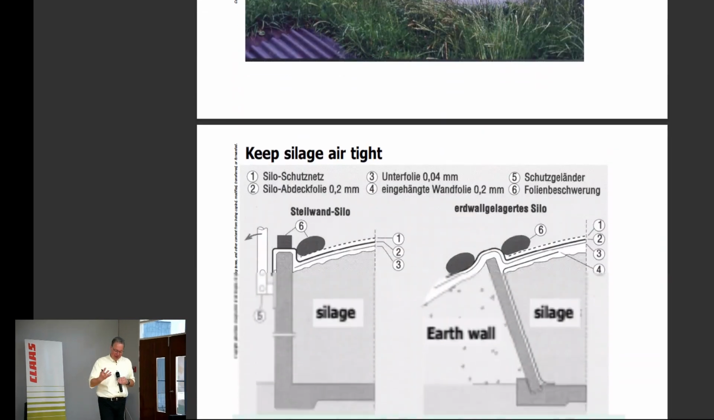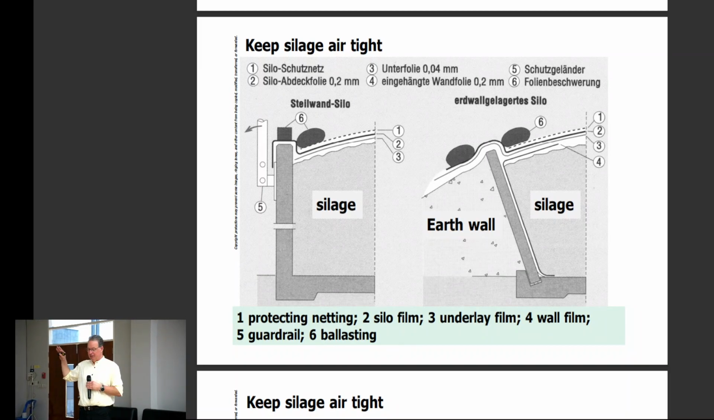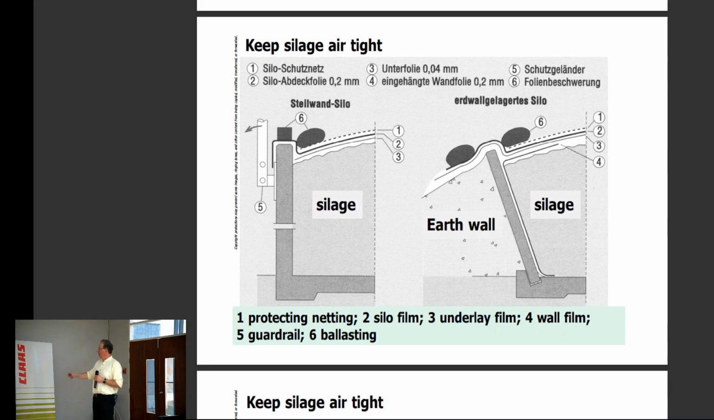And then, of course, if you did the compaction well, then the last point is getting it airtight. You can see it here. So you need airtight silage. That's very important. And if you have a poor concrete wall, it even makes sense to have a kind of wall film just to prevent oxygen or water going in from the outside into the silage.